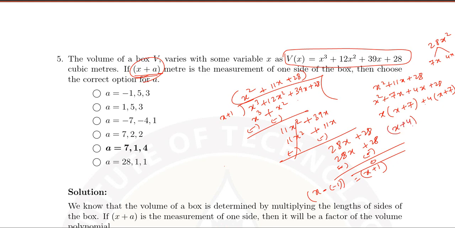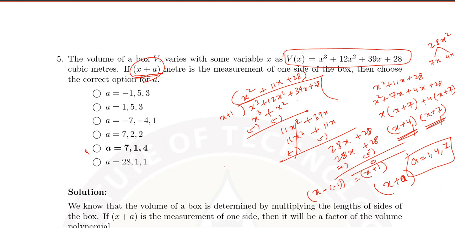So what do I see here? The other factors which I obtained from here are x plus 4 and x plus 7. Since the side is represented in the form of x plus a, we can compare this with this. So a here is nothing but 1, from here 4, and from here it is going to be 7. So these are the possible values of a. So a is equal to 1, 4, 7, which means we can see this option is right.